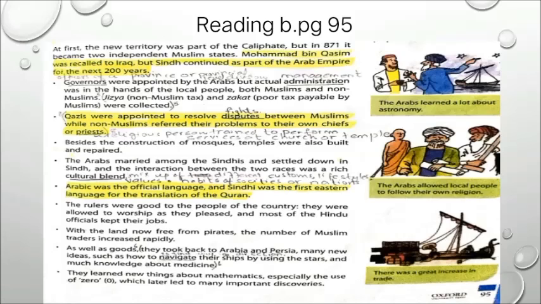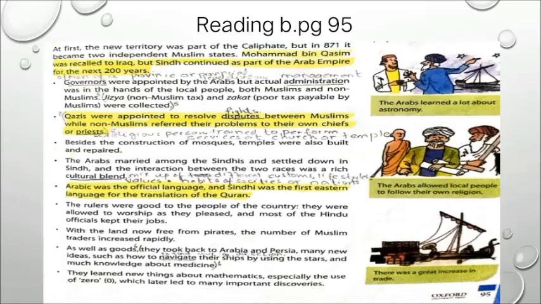At first, the new territory was part of the Caliphate, but in 871, it became two independent Muslim states. Muhammad bin Qasim was recalled to Iraq, but Sindh continued as part of the Arab Empire for the next 200 years. Here, I want you to recall our previous lesson in which we studied how Muhammad bin Qasim and his army conquered Sindh and other regions of the subcontinent till southern Punjab.